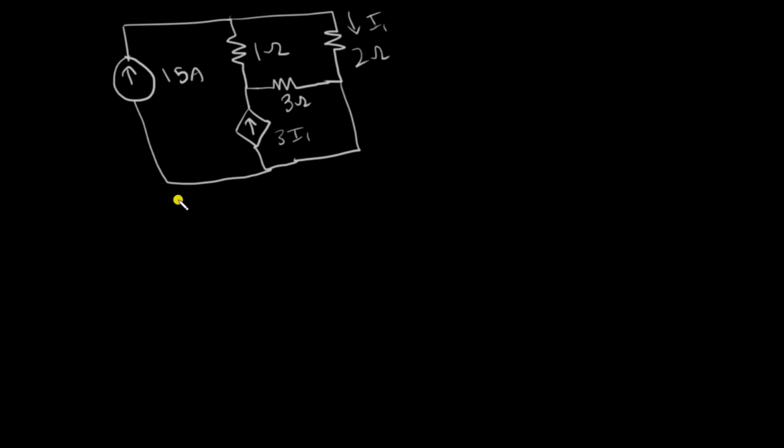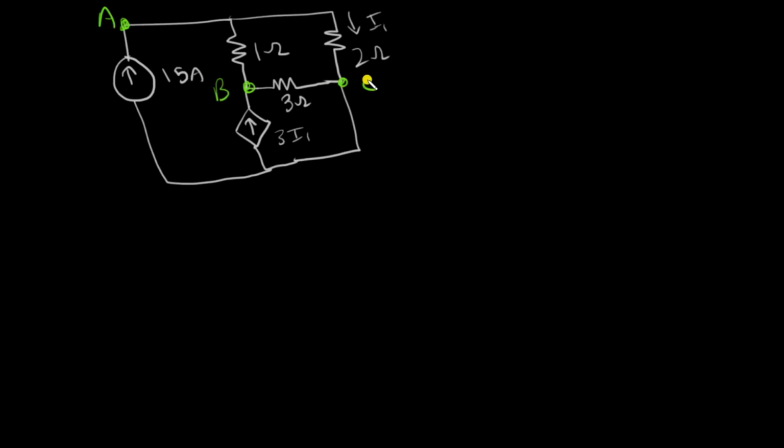So let's just try to apply the concepts of nodal analysis that we learned in the last video to this practice problem. So let's start off by identifying all the nodes in the circuit. So I can just start off by marking the nodes. This is node A, and this is node B, and this is node C.